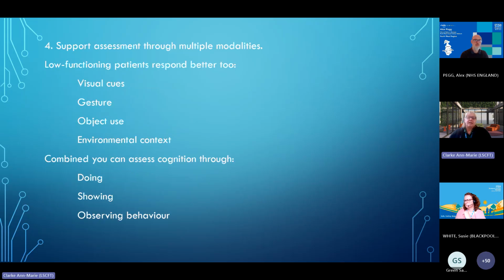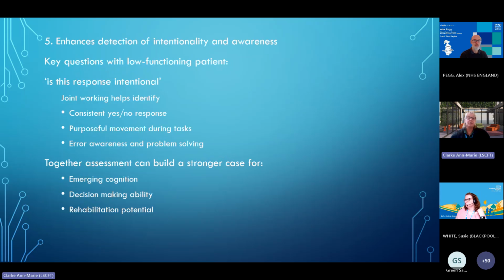It supports assessment through multiple modalities. Low functioning patients respond better to visual cues, gesture, object use and environmental context. Combined, we can assess cognition by doing something, showing them how to do it, and then observing their behaviour following this. So it enhances detection of intentionality and awareness.